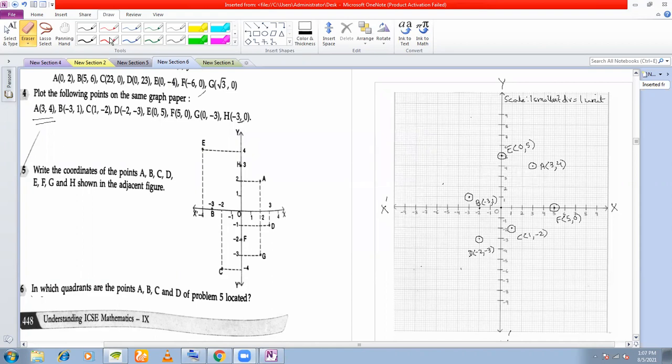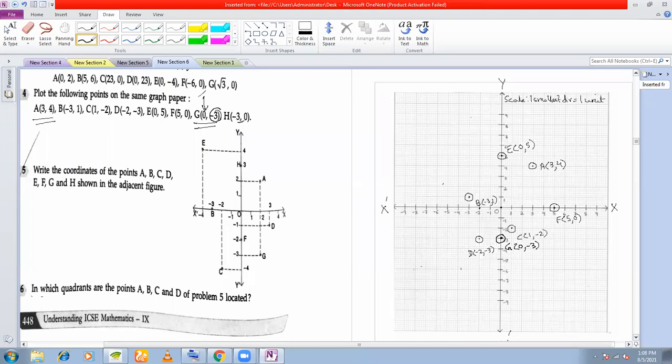(0, -3). The point G is (0, -3). X coordinate is 0. That means which axis? Y axis. And the Y coordinate is -3. So from the origin, you move 3 units in the negative direction. Shall we reach here? This point is your G, (0, -3). Everyone agrees here? Or anyone has any disagreement? Yes, sir.